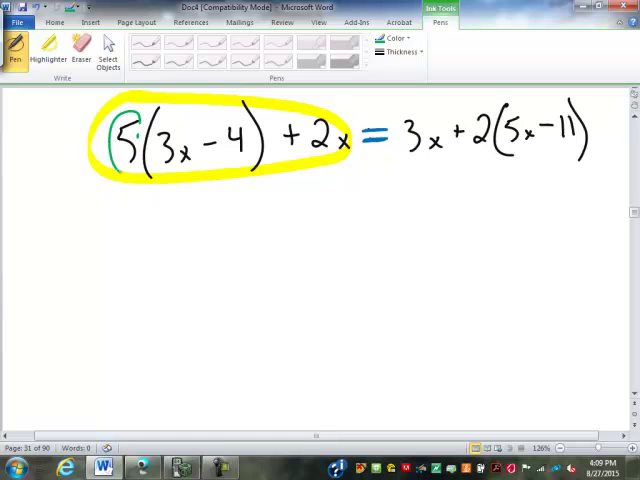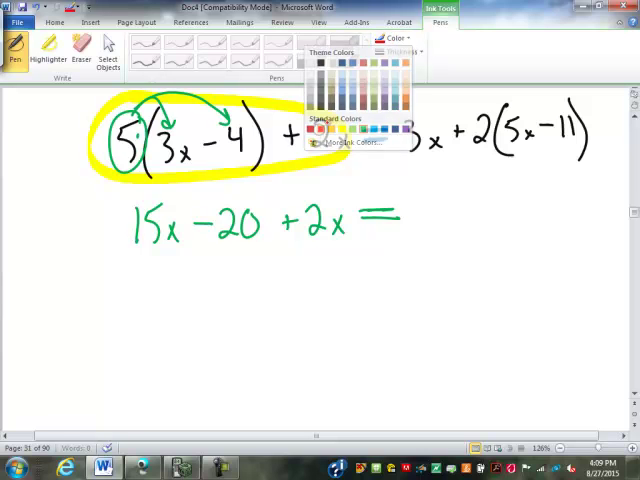Distribute the 5 times 3x, which is 15x. And then 5 times negative 4 is negative 20. What else? We still have the plus 2x there. Good. Are we done? No, we still can.